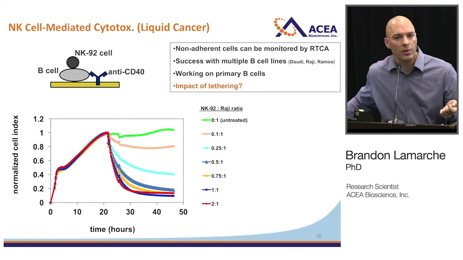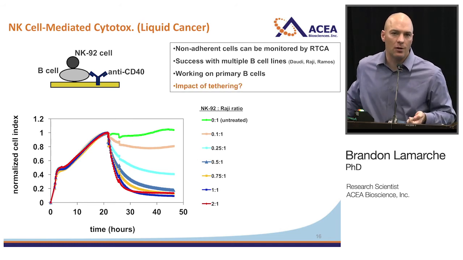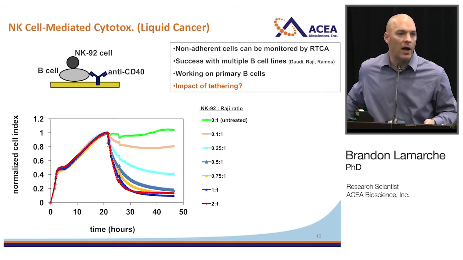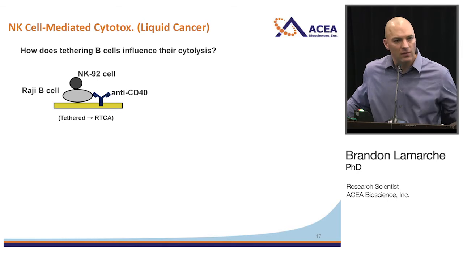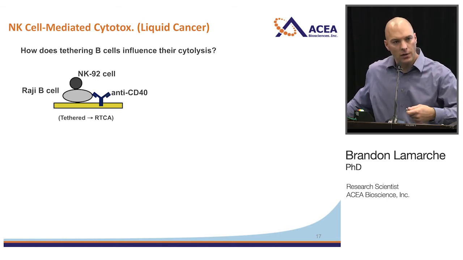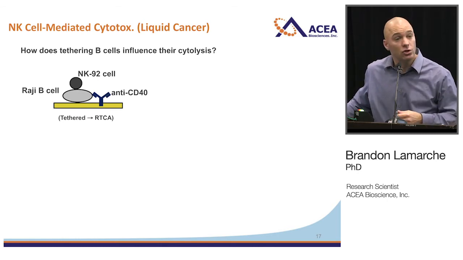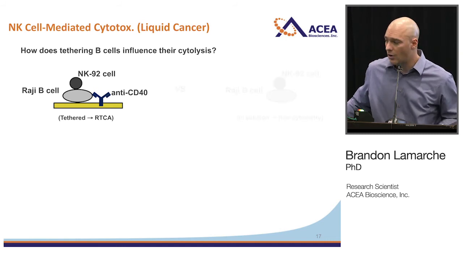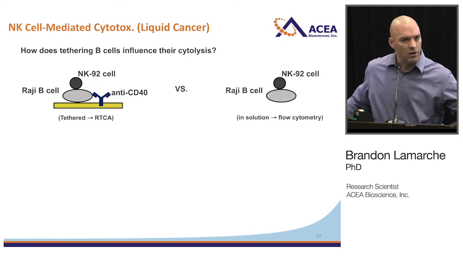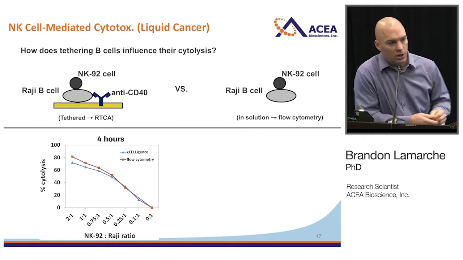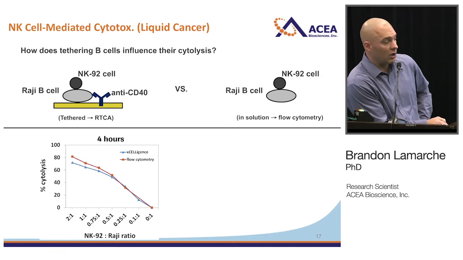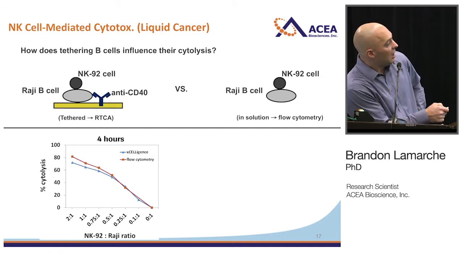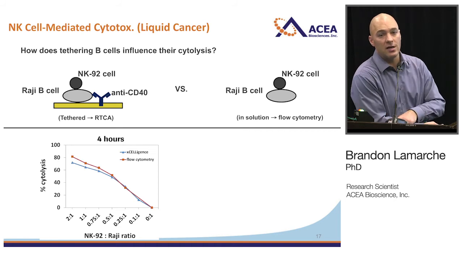So an important question would be, well, you've now tethered these target cells to the plate bottom. How does that impact the biology? And I'll very quickly say that we've done side-by-side assays where we've done the xCELLigence assay and then done the in-solution killing assay using the Novocyte flow cytometer, just tethering versus in solution. And what I'm showing here is the percent cytolysis as a function of different effector to target ratios. And you can see in blue we have xCELLigence and in red we have flow. The systems are basically identical, okay?